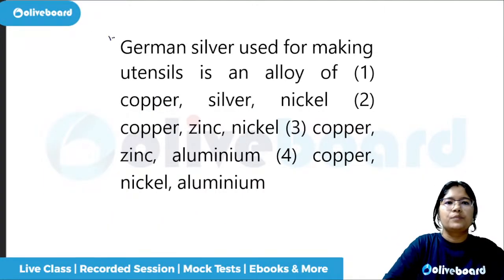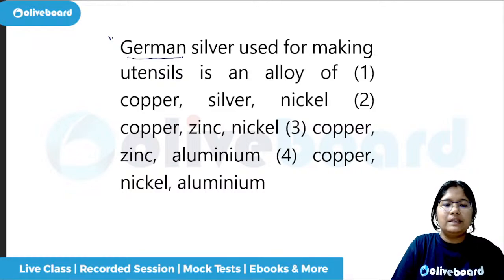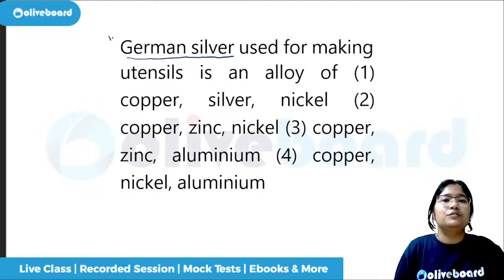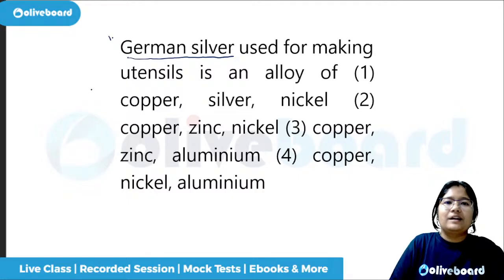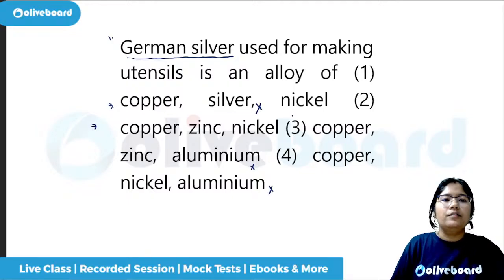Question number 1. German silver, which is used for making utensils, is an alloy of. Though the name is German silver, does it actually have any amount of silver in it? It is an alloy of copper, silver, nickel. It is an alloy of copper, zinc, nickel. It is an alloy of copper, zinc, aluminium. There is no aluminium in it. There is no silver in it. So it is an alloy of what?